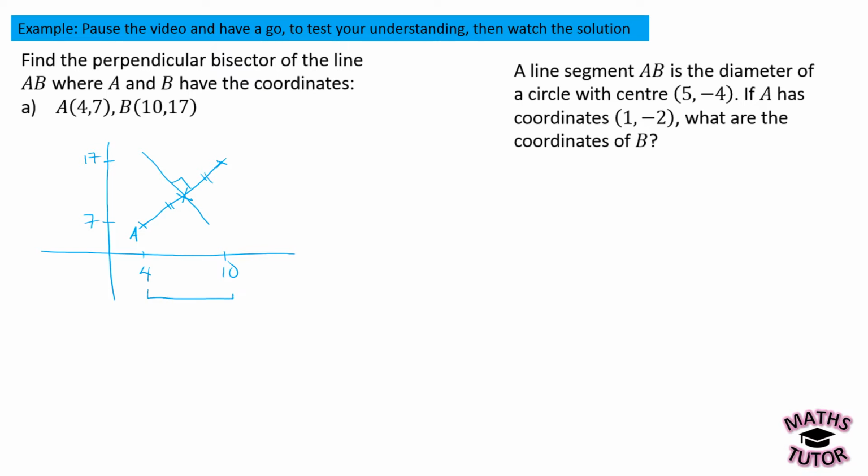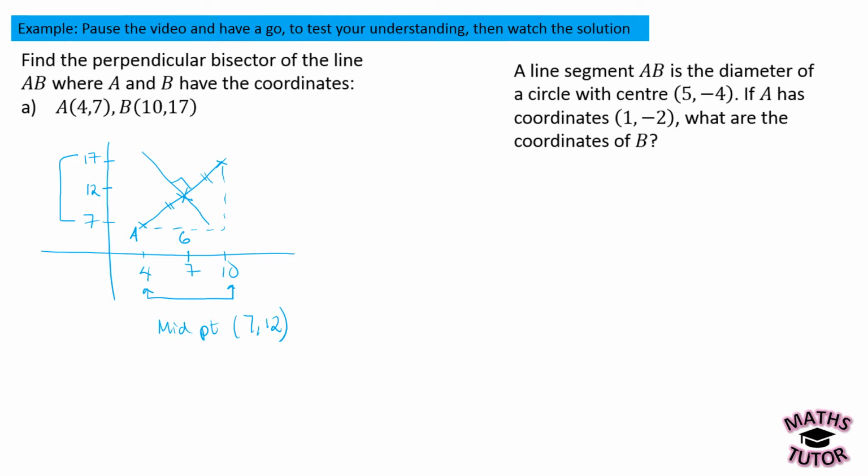So the midpoint halfway between 4 and 10, we just add them up, 14, and half of that is going to be 7. If we add the y coordinates, 7 plus 17 is going to be 24, and half of that is 12. So the midpoint is 7, 12.